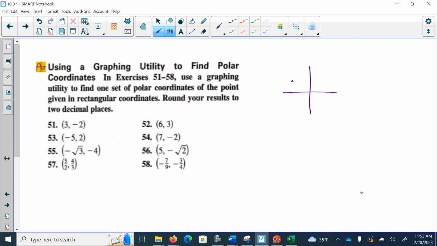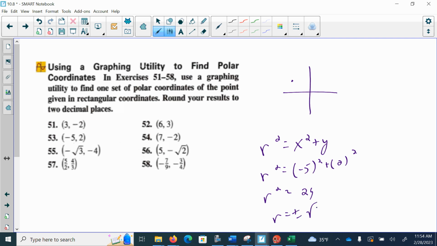So when I go to write the polar coordinates, I'm going to do that r squared is equal to x squared plus y squared. So r squared is equal to negative 5 squared plus 2 squared. R squared is equal to 29. So r is equal to plus or minus the square root of 29. Then here's where the calculator comes in. You're going to do the tangent of theta is equal to your y, which is 2, over your x, which is negative 5. So when you do the inverse tangent, did you do the inverse tangent?